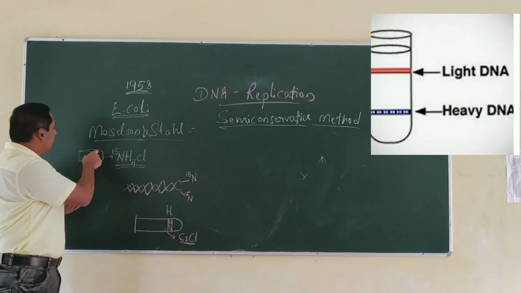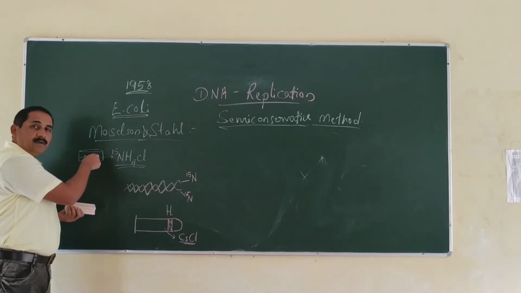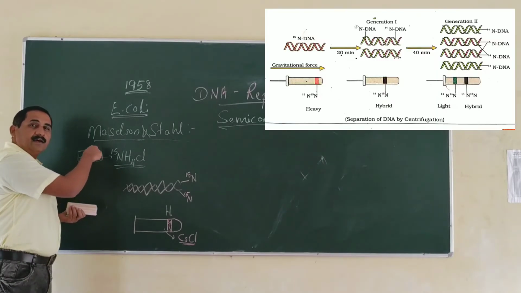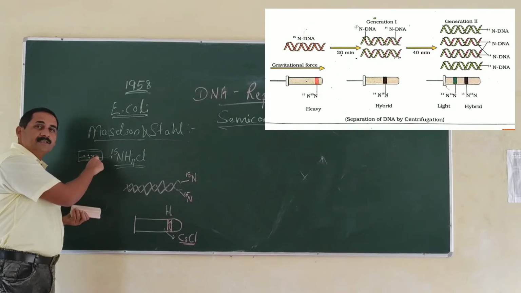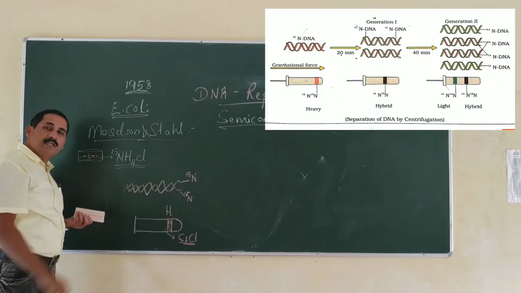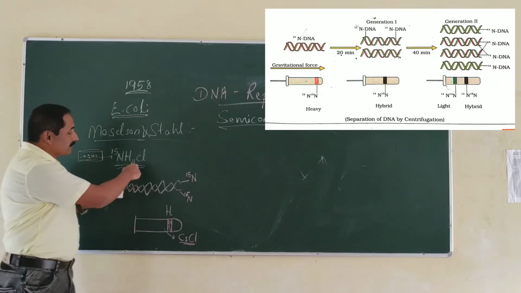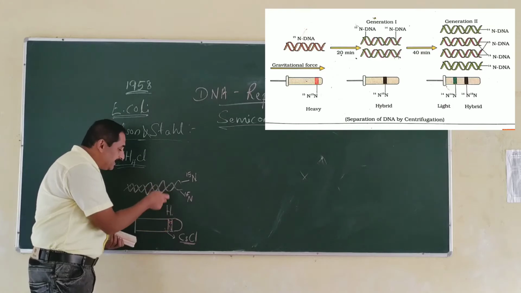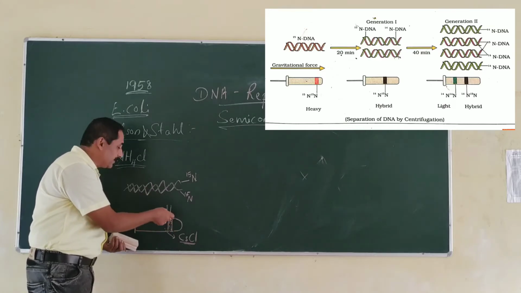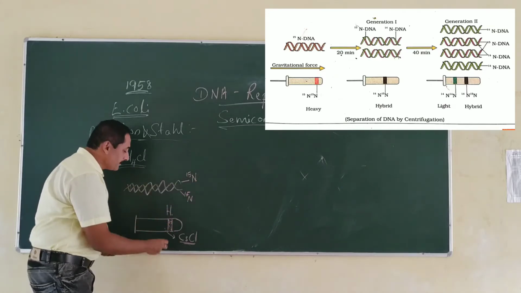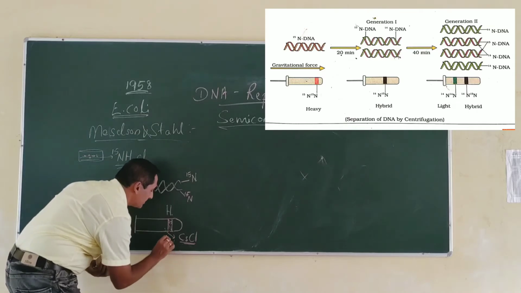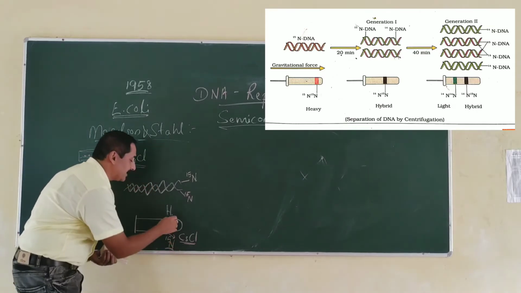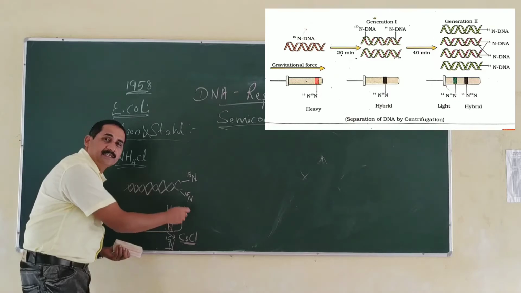When the DNA was extracted from E. coli bacteria after growing for several generations in N15 medium and centrifuged in the cesium chloride density gradient, the DNA settled at the heavy region because it contained N15 from NH4Cl, the heavy isotope. So it settles at the heavy region of the density gradient.